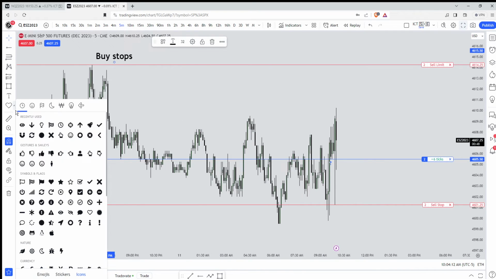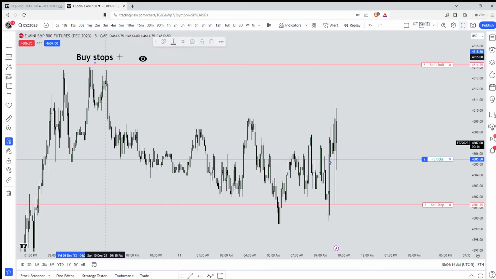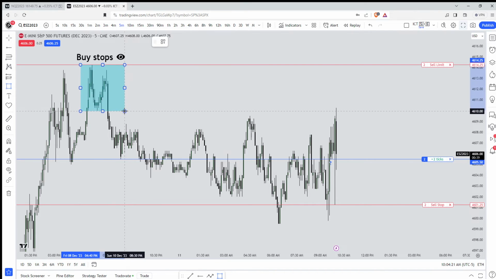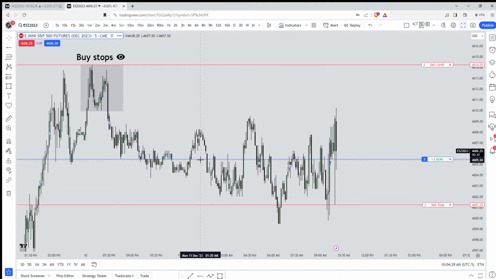This is usually when I'll throw that little eyeball on the chart because this is where I'm looking for price to draw into. The reason I'm looking at this specific area is because I believe that this is the original consolidation of a market maker buy model. So this is where price started the delivery down, and the purpose of it going down on the sell side of the curve is to engineer buy stops.